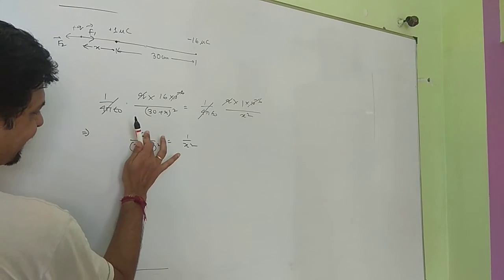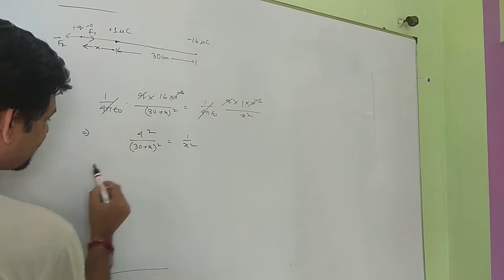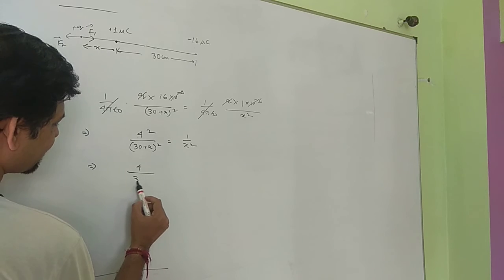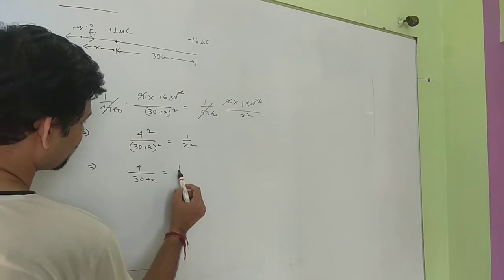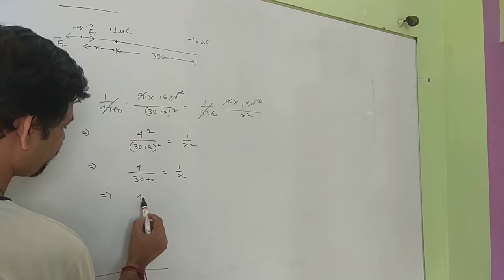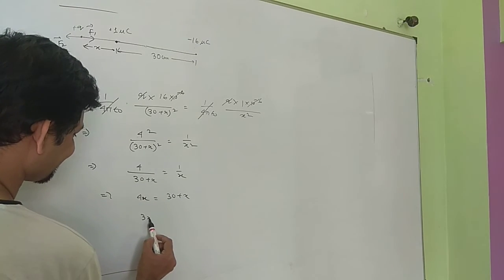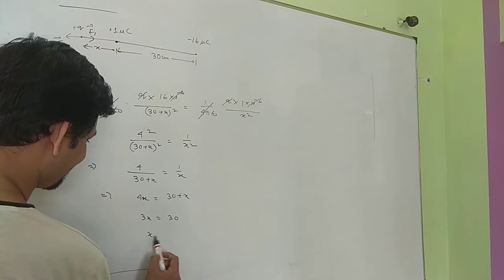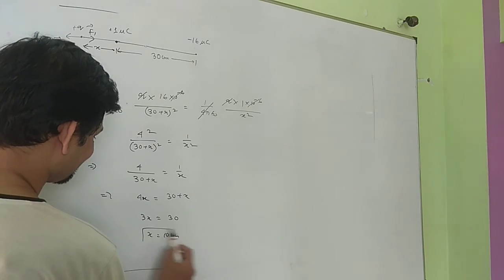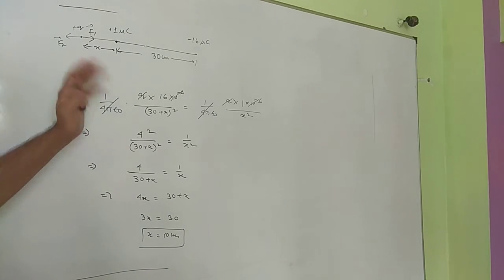Now this 16 can be replaced by 4 square. So we can write 4 by (30 plus x) equal to 1 by x. So 4x will be equal to 30 plus x. That means 3x will be equal to 30, so x will be equal to 10 centimeter. That means the charge has to be placed 10 centimeter on this side.